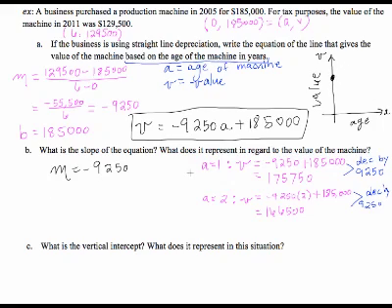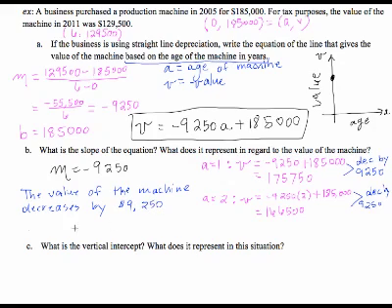So in regards to the value of the machine, this tells us that the value of the machine decreases, and it's decreasing because the slope is negative, by $9,250 every year, at least on average. All right, so that's what straight line depreciation does. It's a model that assumes that it decreases by the same amount every year, every day.